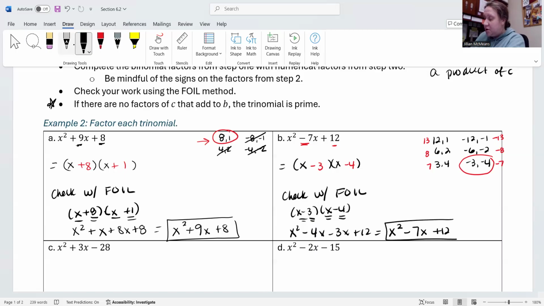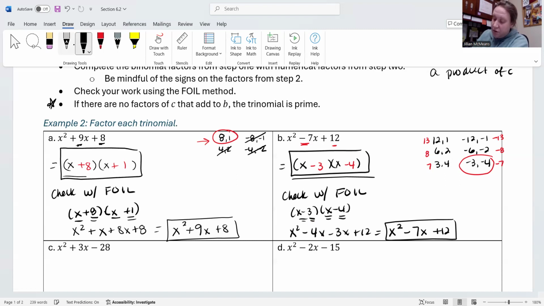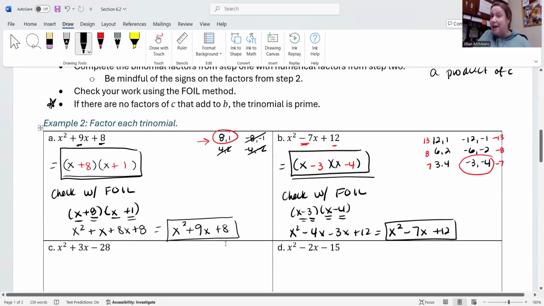So just make sure you understand what you're doing here. The final factored form of each of these trinomials is this product of binomials. So those are your final answers, okay? And just know that if the constant is positive, you can have either two positive factors or two negative factors. We've seen one of each here. Now let's look and see what happens when c is negative.